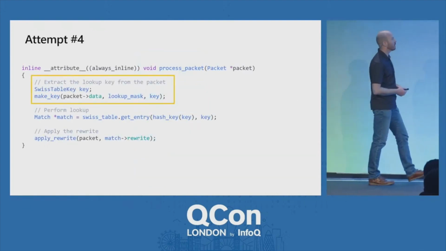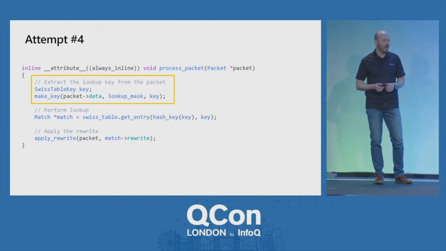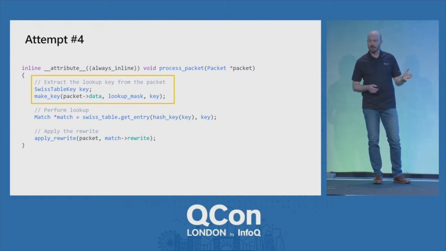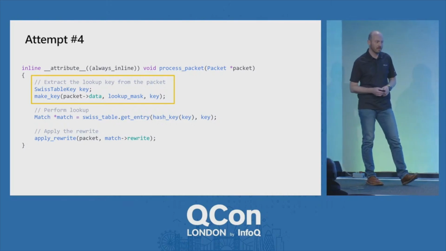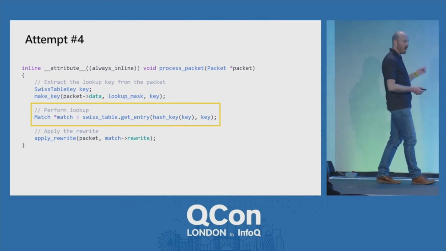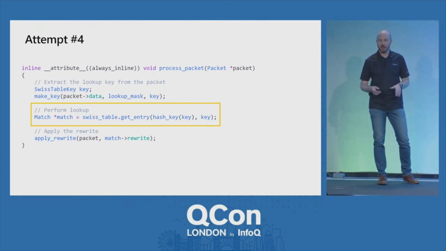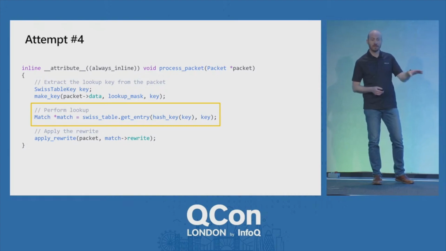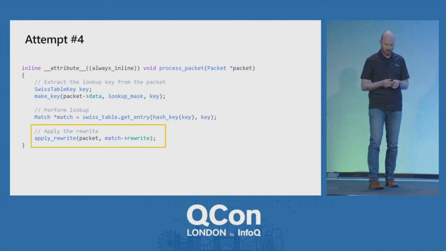So let's look at the code. What does it look like? It actually looks really similar to the standard hash map. We're going to extract the lookup key. I've got a slightly different format lookup key just because of the Swiss table implementation I used. We're then going to perform the lookup. I'm not cheating here. I'm using exactly the same hash function, which is a significant part of the cost. So I've used the same hash function, so it's all fair. And then we're going to apply the rewrite, exactly the same as before.